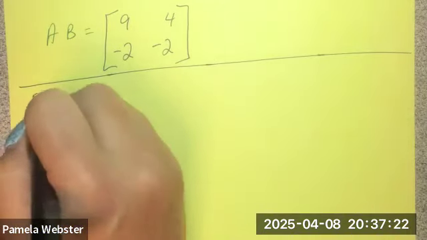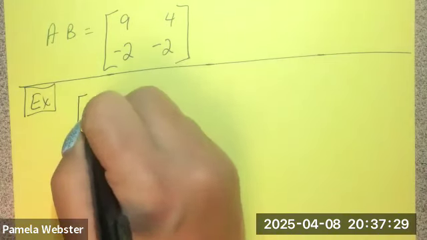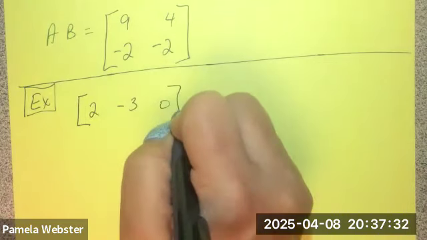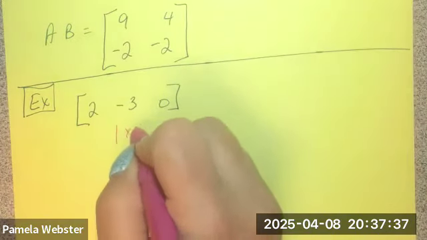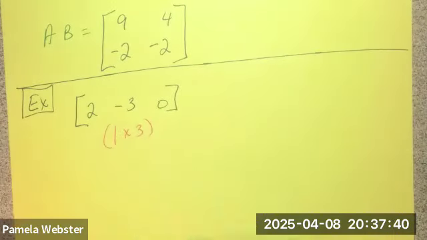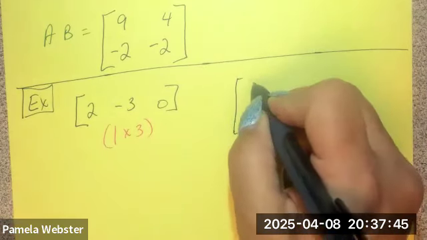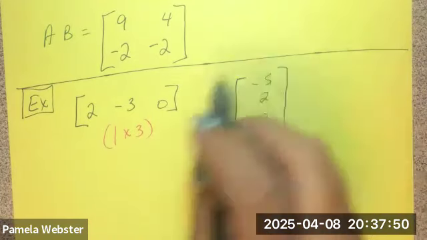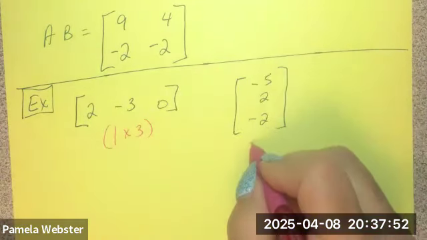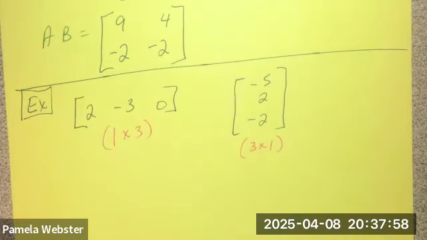Okay. So here we go. Here's again, unusual maybe looking problem. This guy. We've got two matrices. It's 2, negative 3, and 0. So what's this guy's size? 1 by 3. 1 row, 3 columns, right? And then the other matrix is going to be a vertical guy. Negative 5, 2, negative 2. What's that guy's size? 3 by 1. Absolutely.